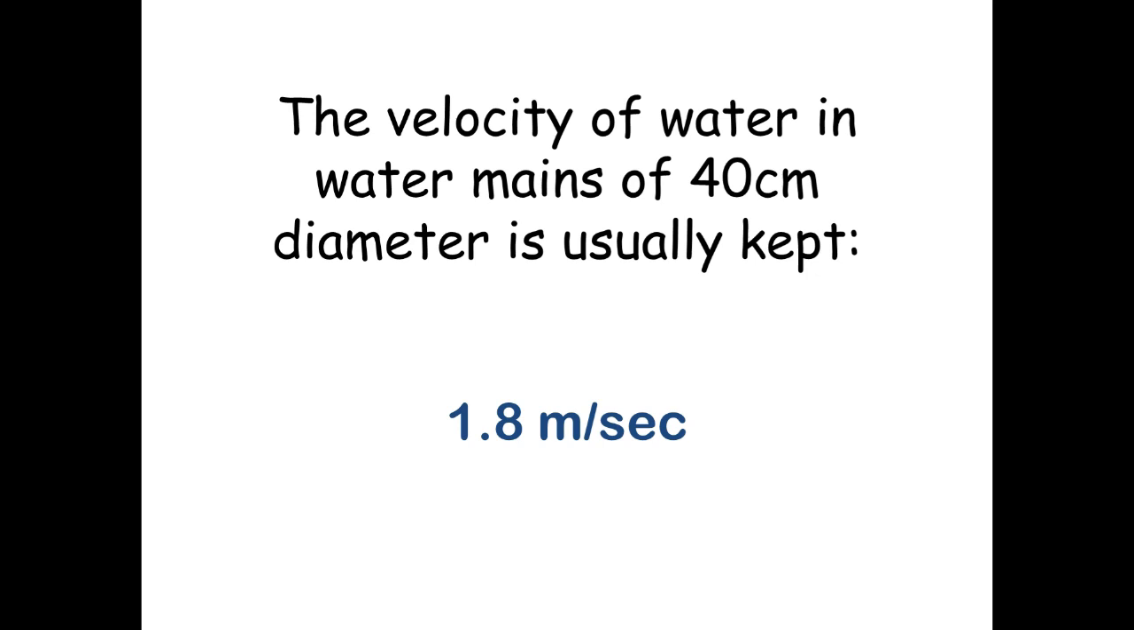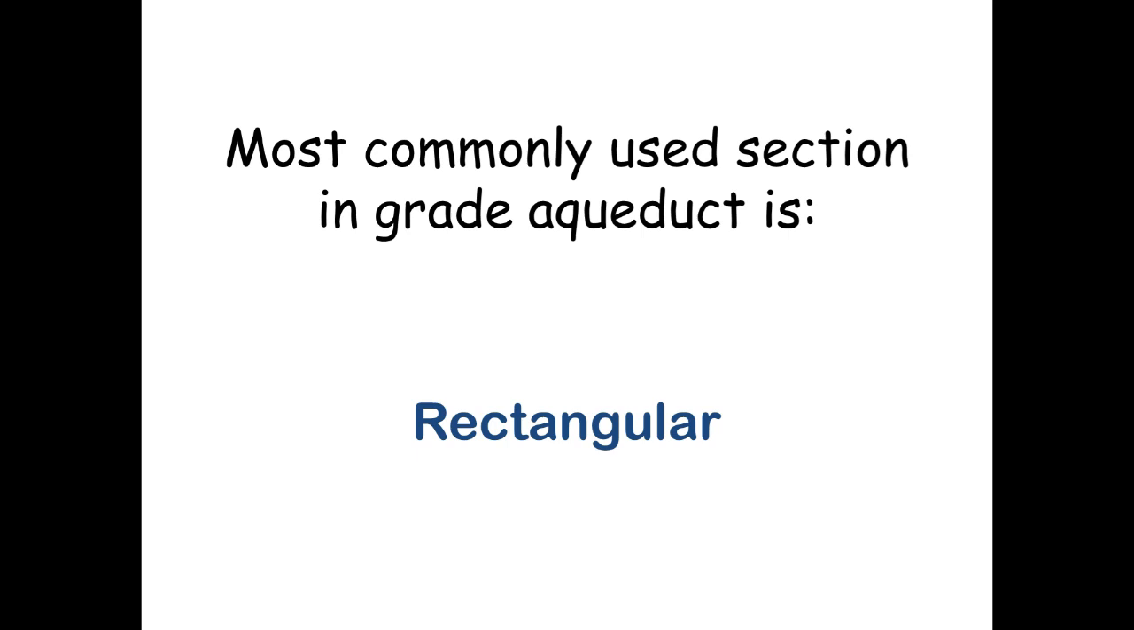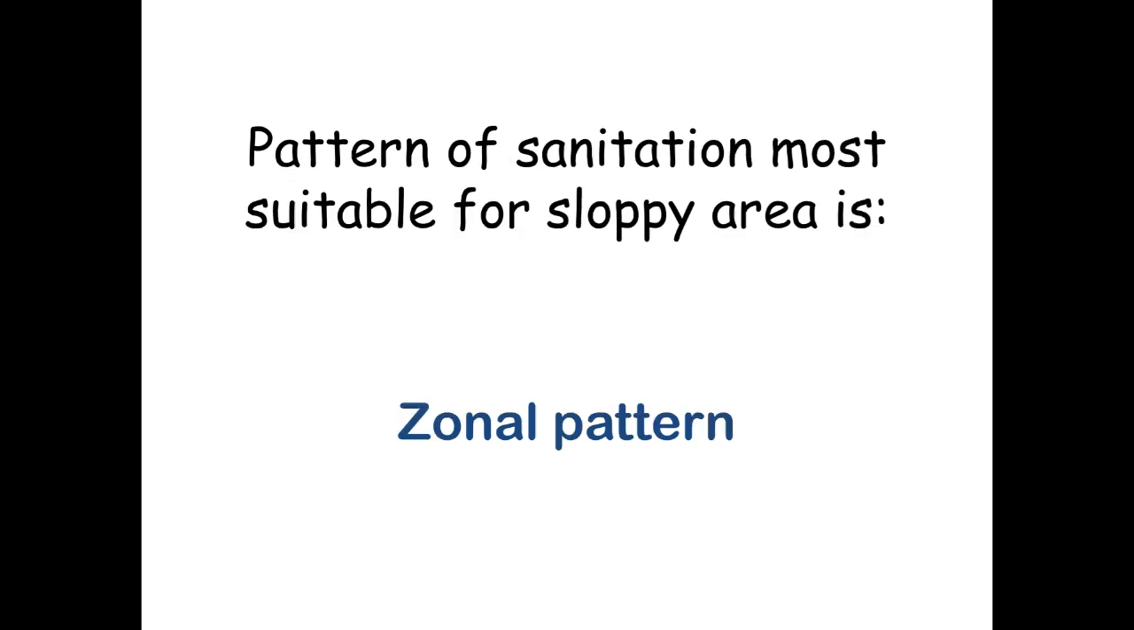The velocity of water in water mains of 40 cm diameter is usually kept 1.8 meter per second. The commonly used material for water supply pipes having property of not easily corroded is cast iron. Grade aqueducts are not allowed to run full. Most commonly used section in grade aqueduct is rectangular. Poppet valve is a type of air valve.